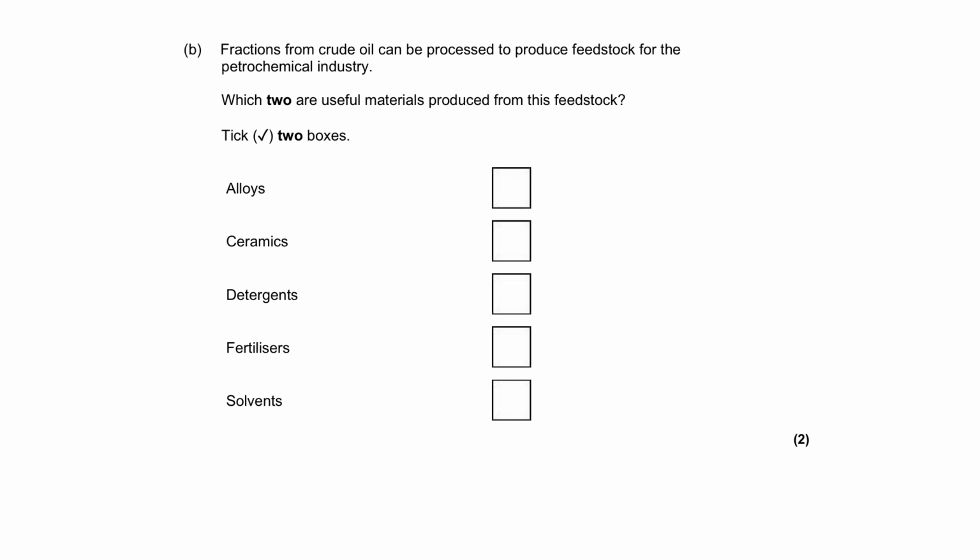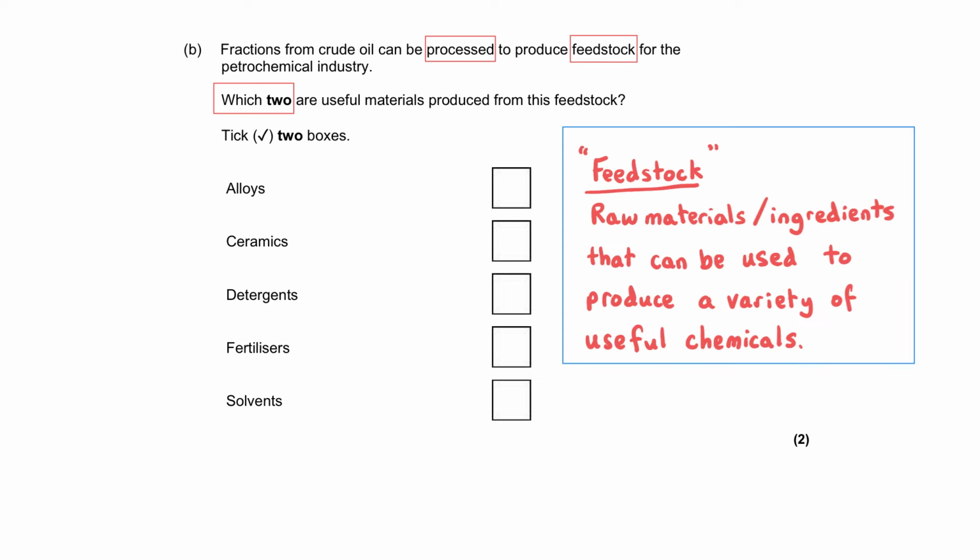Fractions from crude oil can be processed to produce feedstock for the petrochemical industry. Which 2 are useful materials produced from this feedstock? And that's what feedstock is. It goes into a second set of processes and the crude oil fractions get converted into new substances that have got new uses. And we're told that we need to tick 2 boxes, and that's because there are 2 marks up for grabs here.